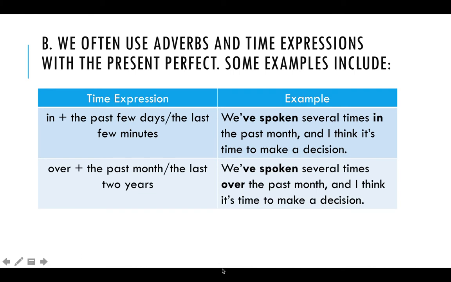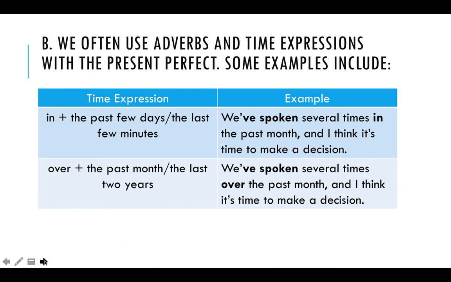All right, here is a time expression, in the past few days or over the past month. This is a period of time and over a period of time really has the same meaning. So I can say we've spoken several times in the past month and I think it's time to make a decision. Or I can say we've spoken several times over the past month. You see, these are two expressions that mean the same thing. And I think it's time to make a decision.